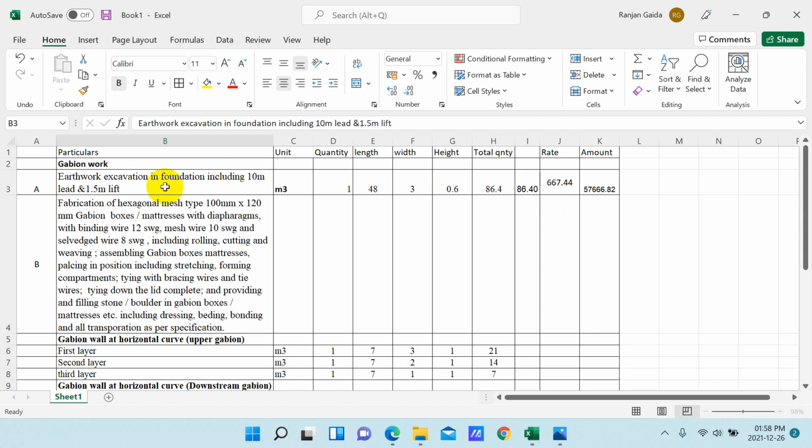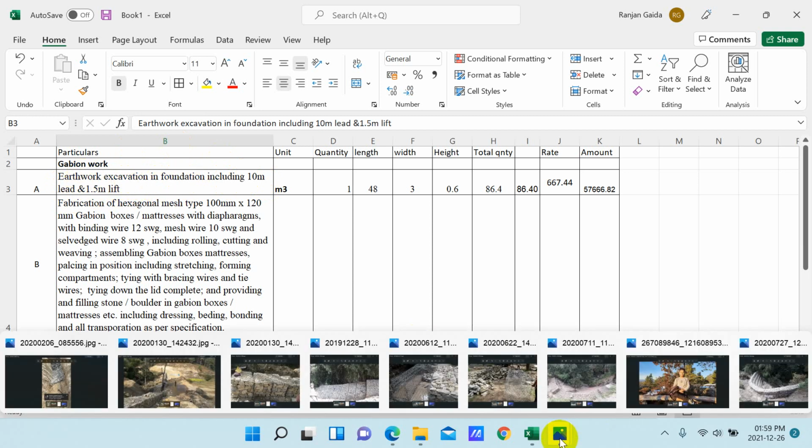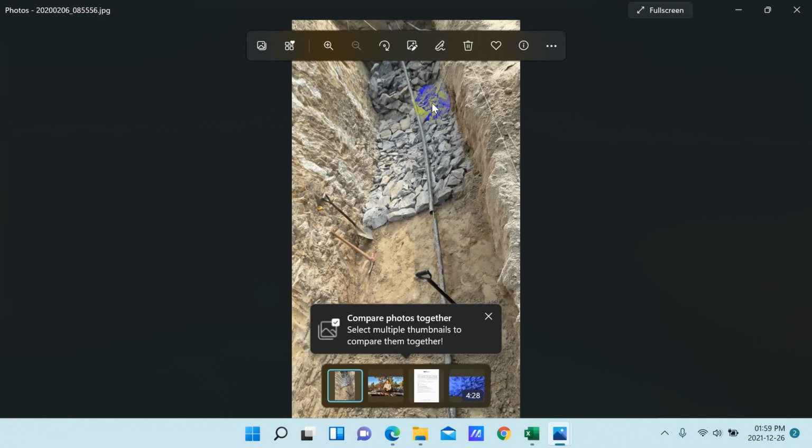At first, we need to go to the site and do the measurements of the desired gabion wall that you are going to construct at the site, and then let's start with the earthwork in excavation. I have written the specification as earthwork in excavation in foundation including 10-meter lead and 1.5-meter lift. So at first we need to do the excavation on site, like this.